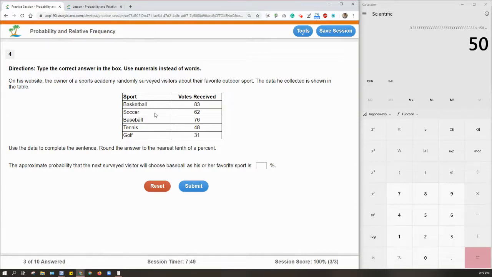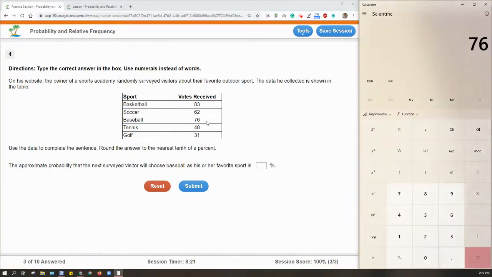How many people chose baseball so far? 76. Out of how many total? Ooh, it doesn't say. So we're going to have to add up all the votes to get our total, because we need a total number of votes to find the percent of people that chose baseball. So let's go ahead and add these together. 83 plus 62 plus 76 plus 48 plus 31 is 300. So 76 out of 300 people chose baseball.